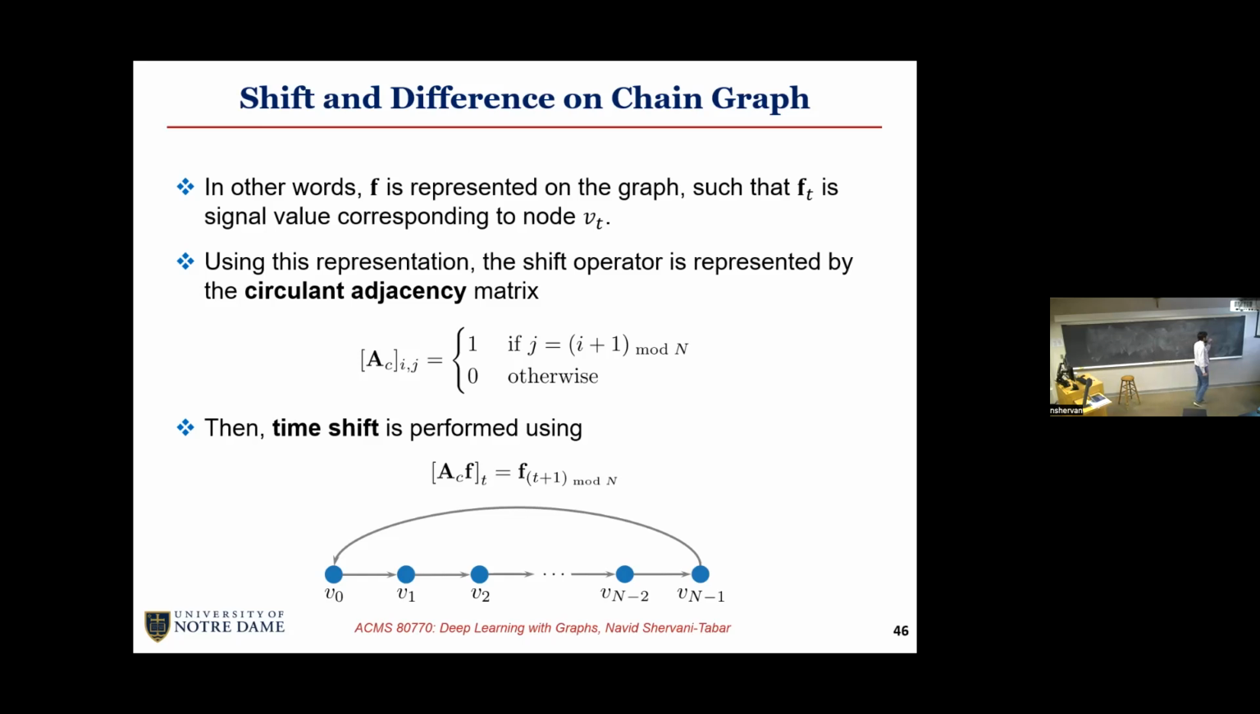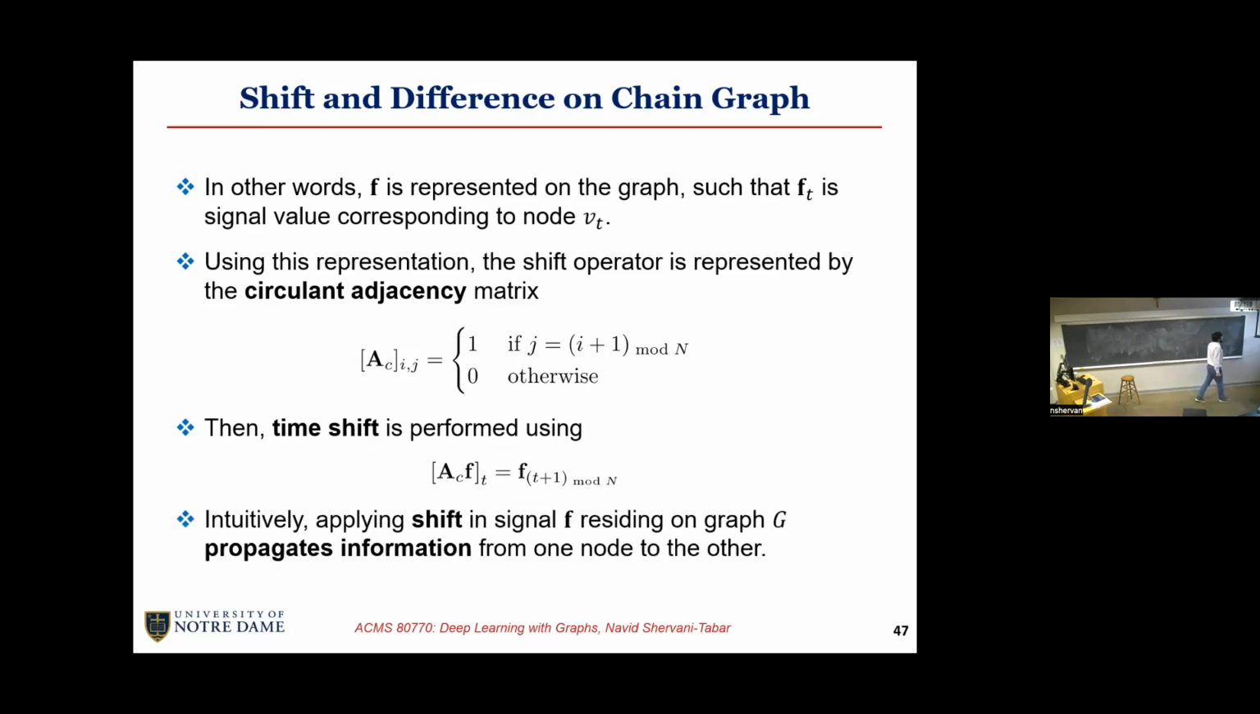Another way you can think about it is that by shifting, you're propagating information in our graph, and that propagation has a direction dictated by the direction of the edges of that graph. So when we say we are propagating it forward, forward is defined by the direction of the edges.